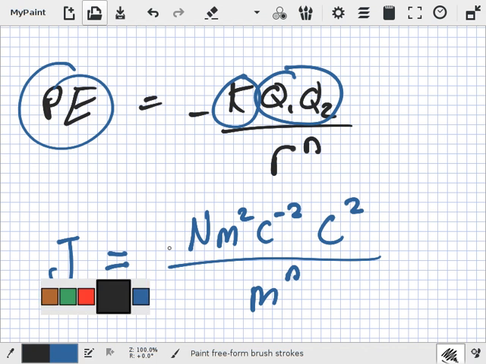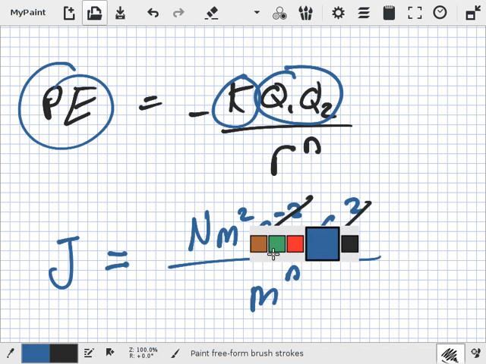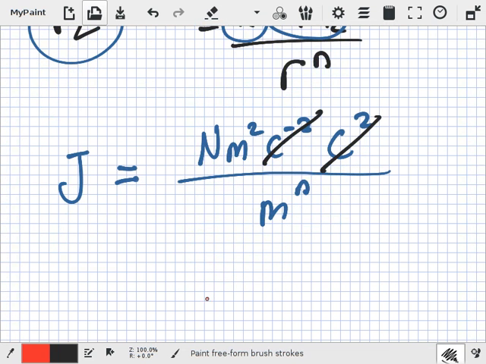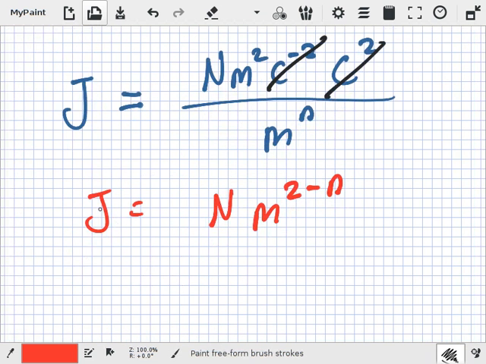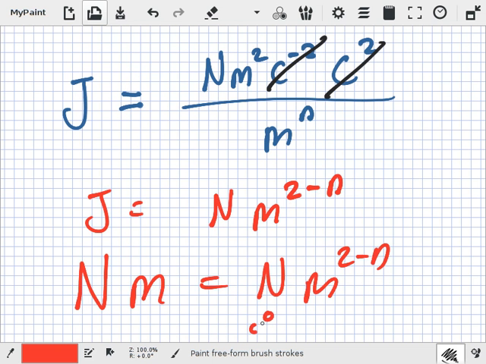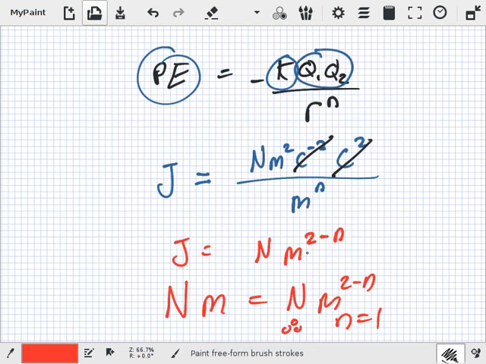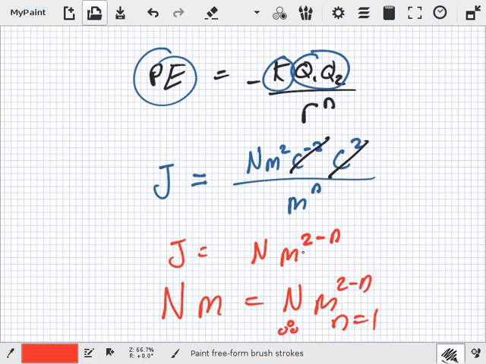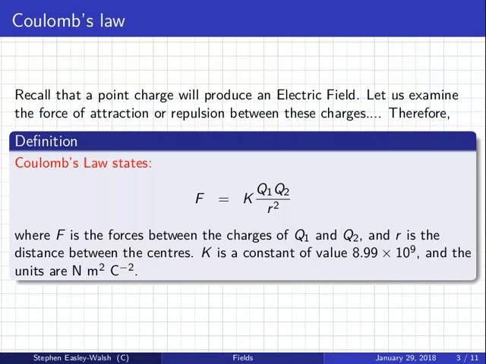Right, so this cancels this. Hold on, no, I'm not finished. And this is N m squared minus N. And this is joules. But joules is the same as N m. So therefore, the N has to be 1. Now, are you happy? You should be very happy. It's a brilliant reason. Okay, so continuing now.